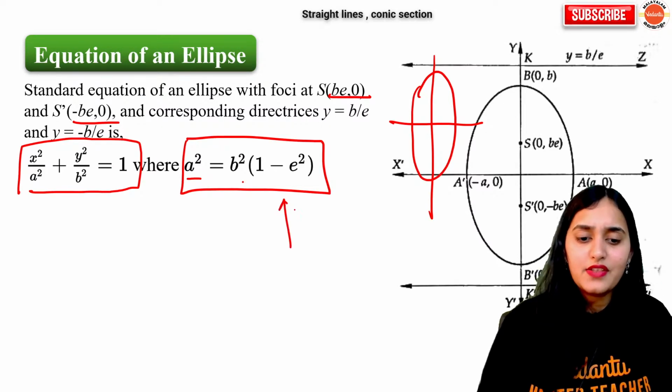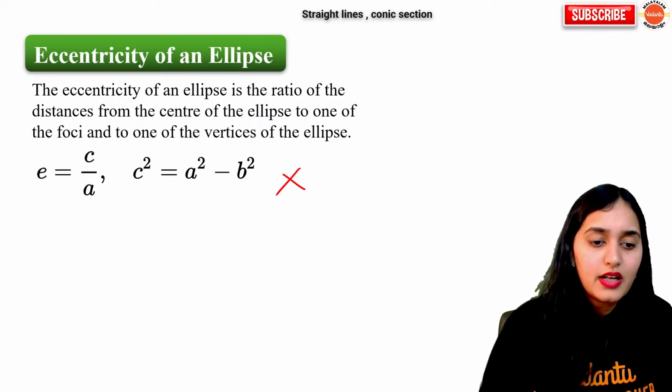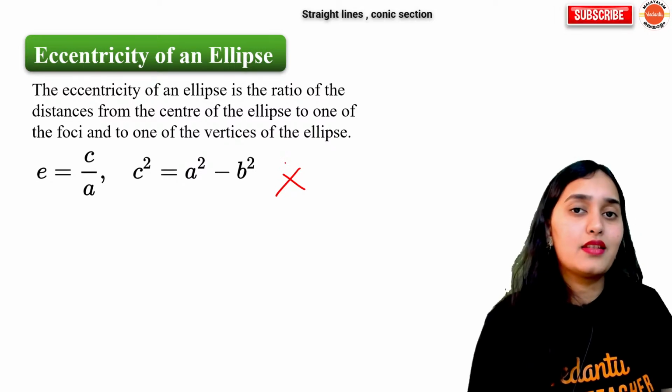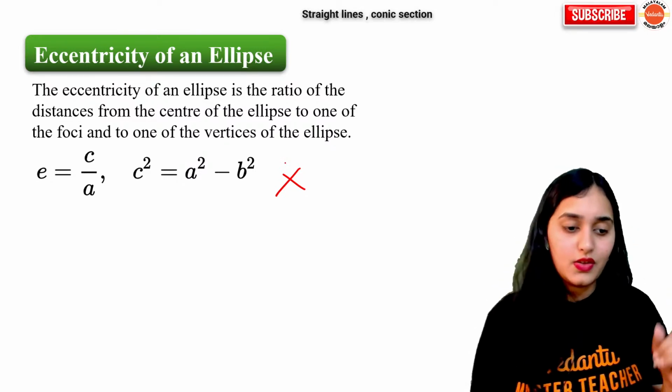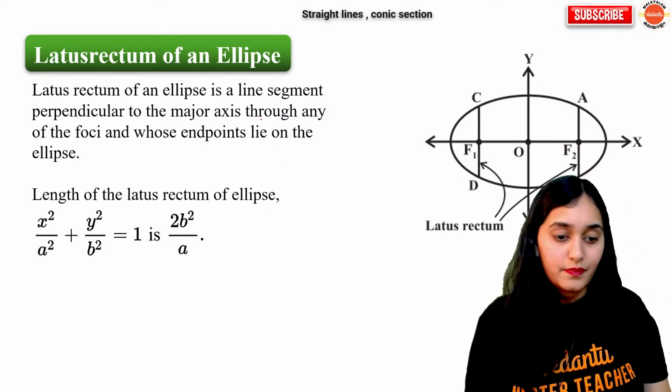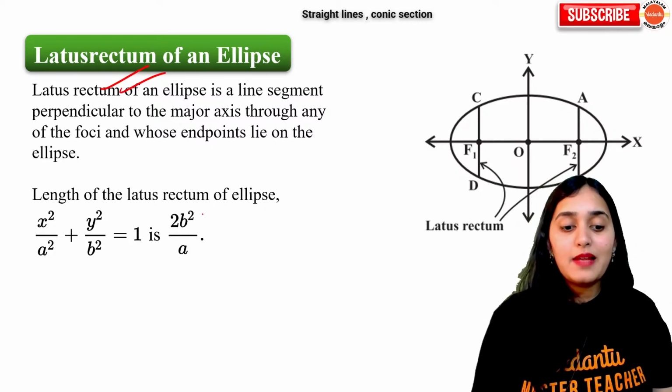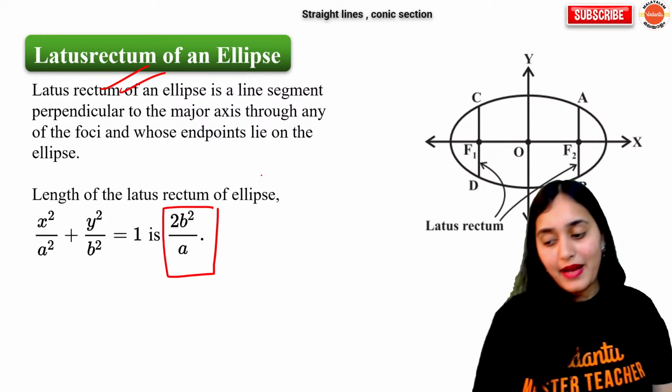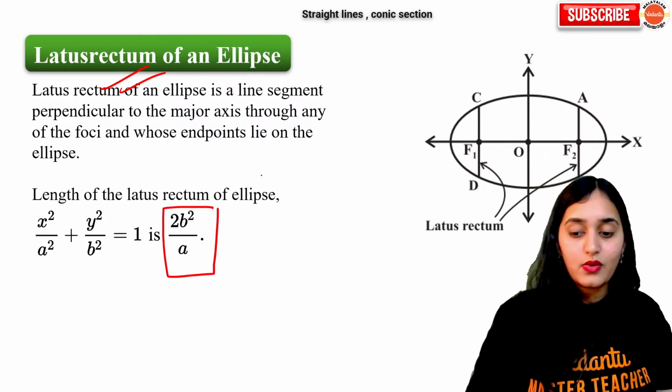Now, for the eccentricity of the ellipse, just now we have seen the formula. Basically use this formula only. You will not find questions which use the other formula, so just use that formula and memorize only one formula, no need of other formulas. Now, what is the latus rectum of an ellipse? Latus rectum formula is 2b square by a. Just memorize it, 2b square by a.